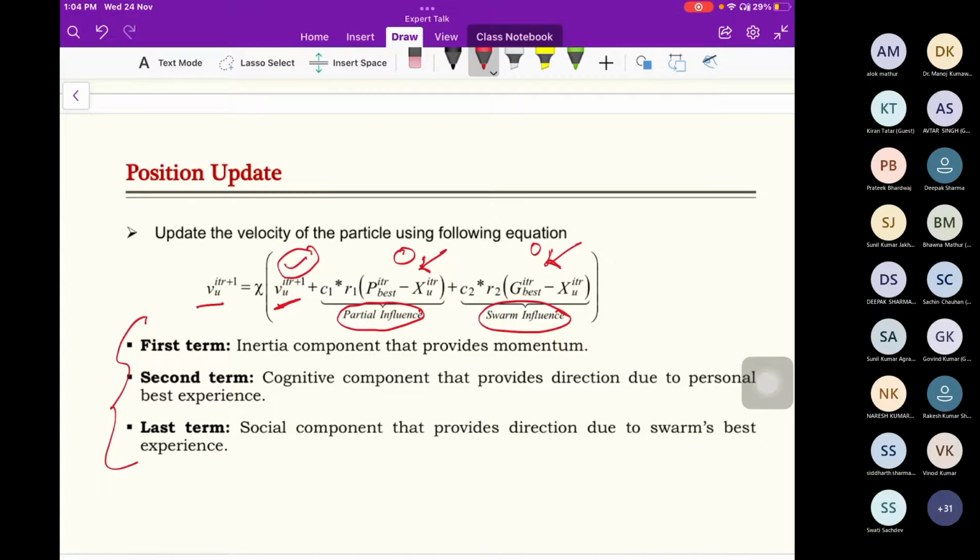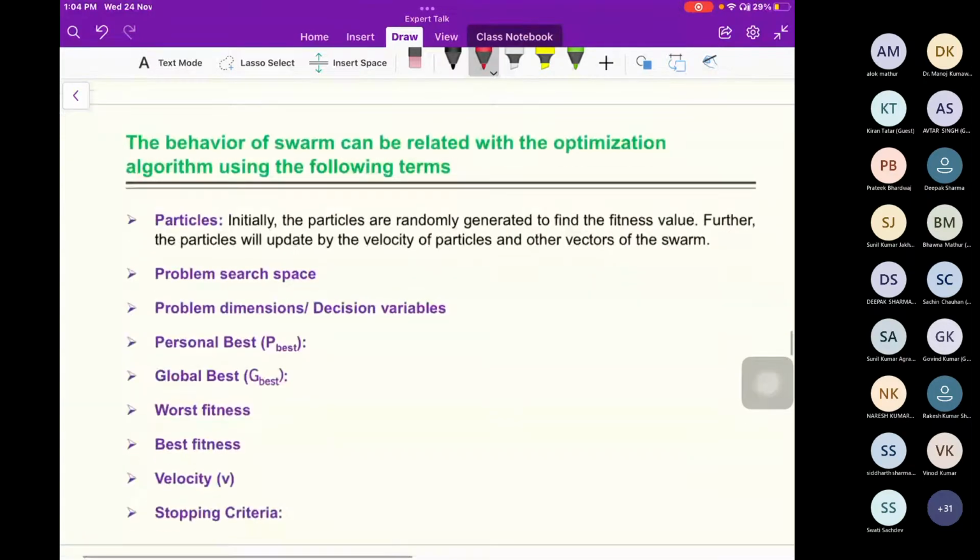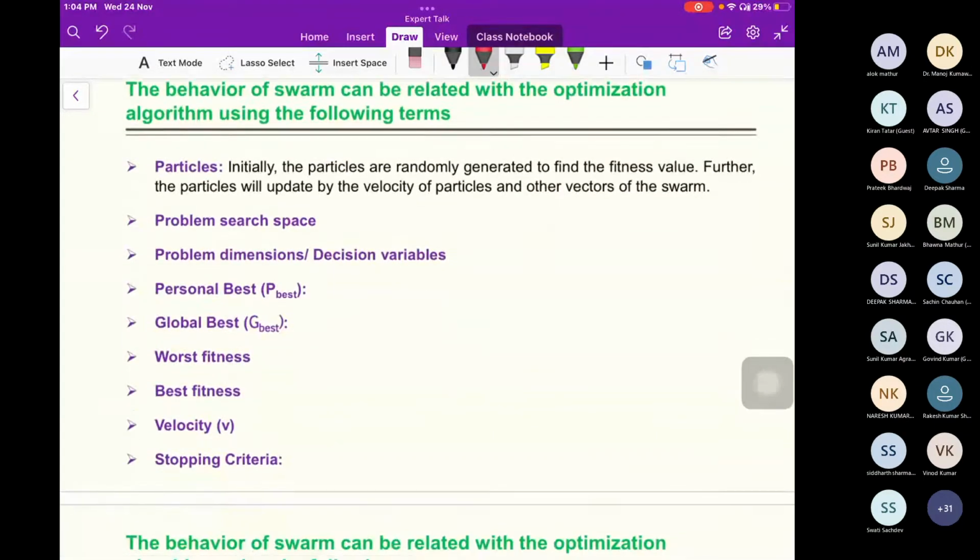Some terminology is used in this algorithm. The particle, that means, from the explanatory point of view, the birds. Problem search space means the area in which the bird is moving. For example, the bird is searching throughout Jaipur, so Jaipur is the problem search space area.